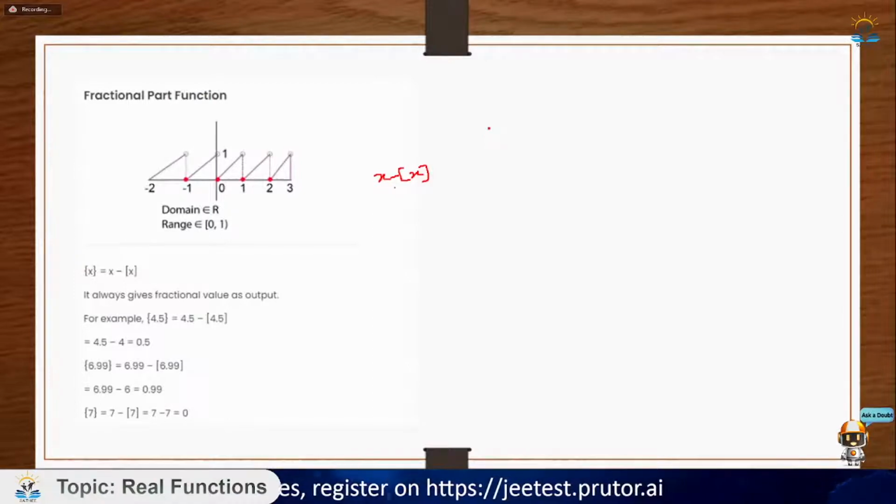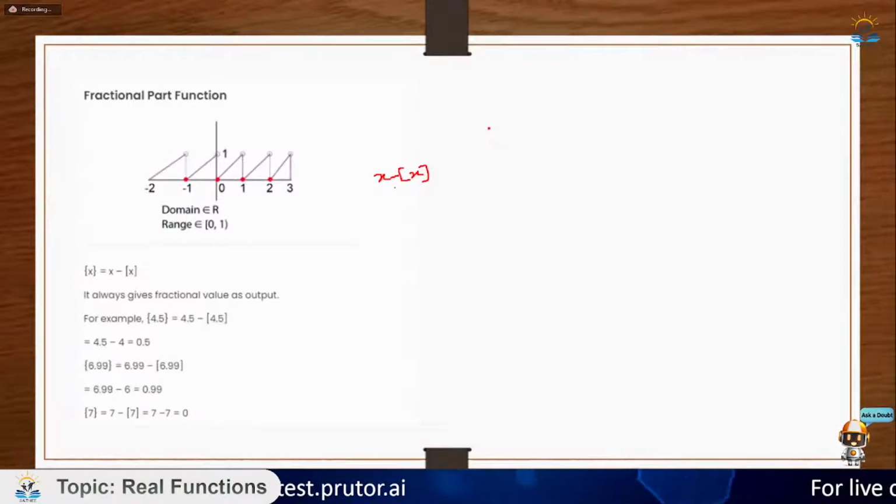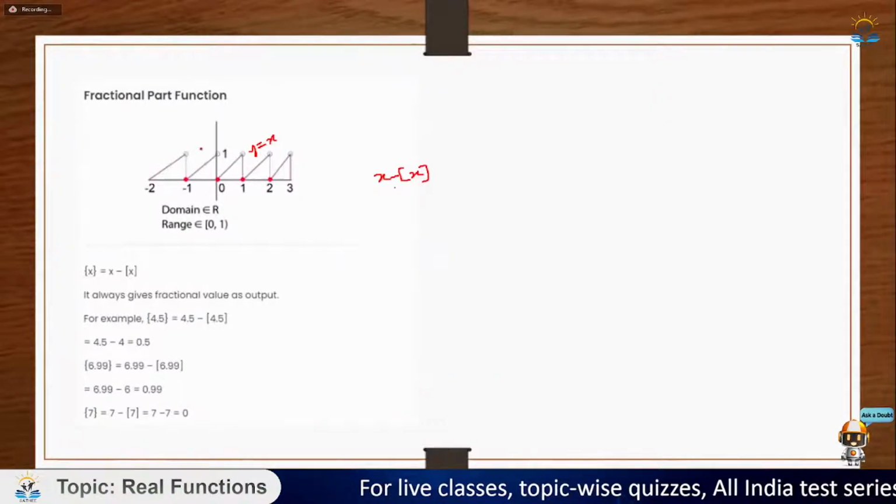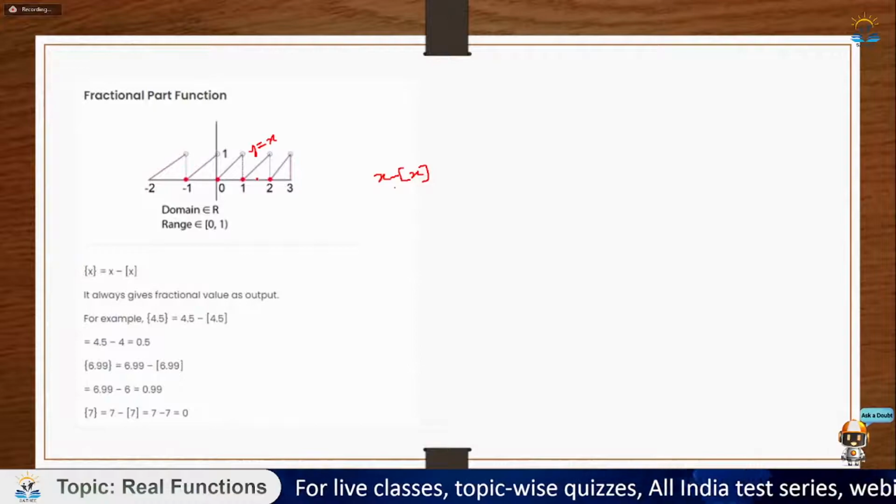Since it is a fraction, the range will always lie from 0 to 1 only. In case your number is a perfect integer, the fractional part function would be 0. Otherwise, whatever the fraction is, that will be your answer. So its graph is something like this. It will go from 0 to 1, 0 to 1, 0 to 1, and it is like y equal to x type of graphs, repeating from 0 to 1. And this is nothing but the fractional part.